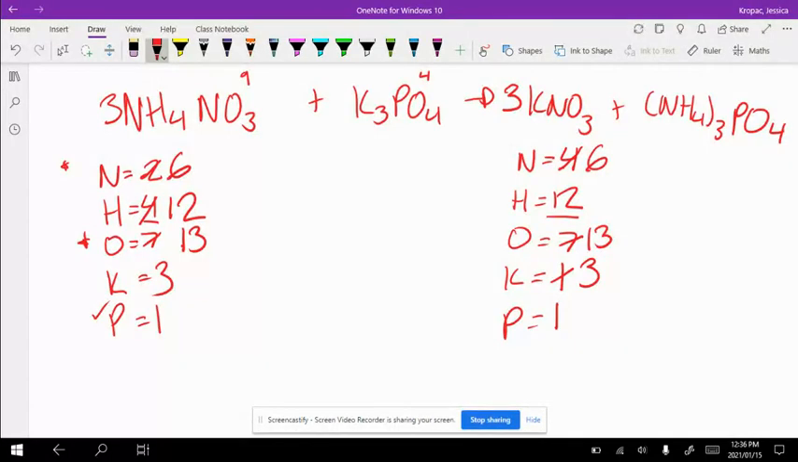So nitrogen on the left is 6. Nitrogen on the right is 6. They match. We're good. Hydrogen on the left is 12. Hydrogen on the right is 12. They match. I'm good. Oxygen 13, 13. They match. I'm good. Potassium 3 and 3. Phosphorus 1 and 1. We have now balanced by inspection.